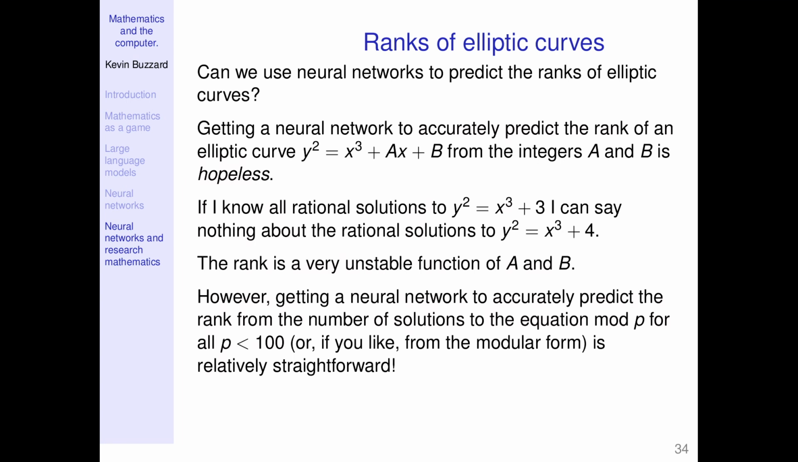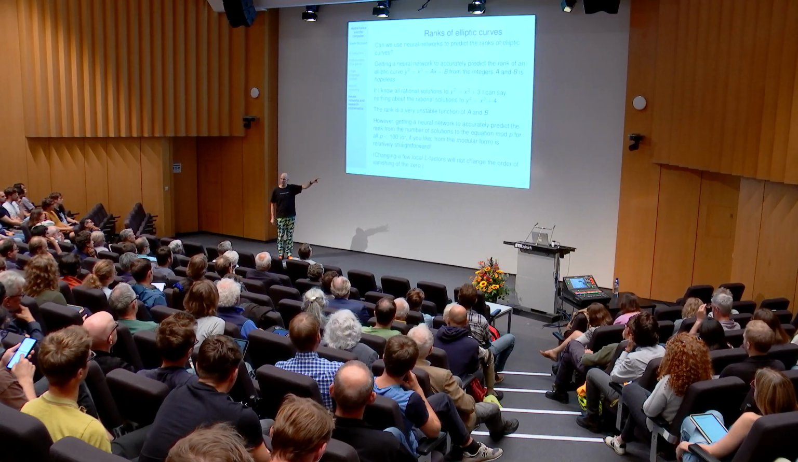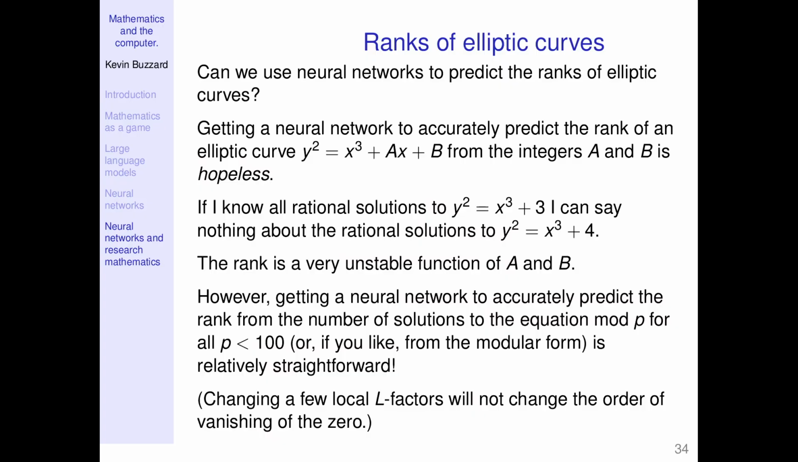And so in some sense, you're not giving it the elliptic curve. If you know this area, you're giving it the modular form. And so somehow the rank is a stable function of the modular form, but not a stable function of the elliptic curve. This is a slightly subtle thing. And what's happening, of course, is that if you just fiddle with a few L factors, then you're not changing the order of the zero at s equals 1.